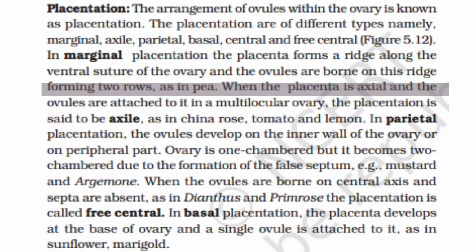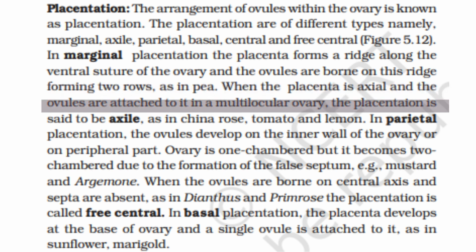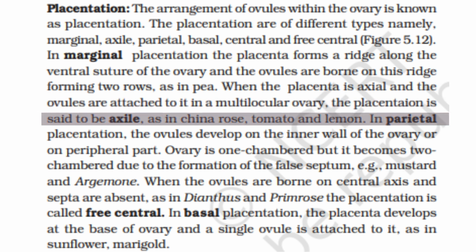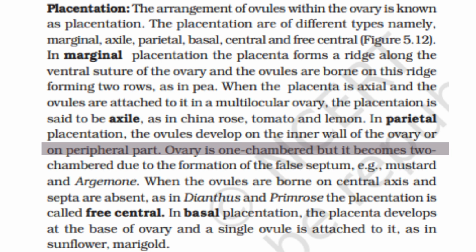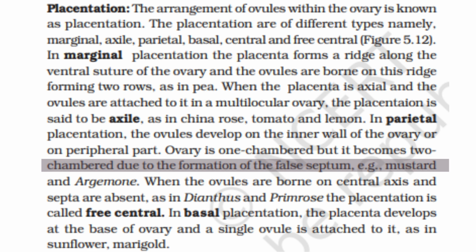When the placenta is axial and the ovules are attached to it in a multilocular ovary, the placentation is said to be axile, as in China rose, tomato, and lemon. In parietal placentation, the ovules develop on the inner wall of the ovary or on the peripheral part. The ovary is one-chambered, but it becomes two-chambered due to the formation of the false septum.